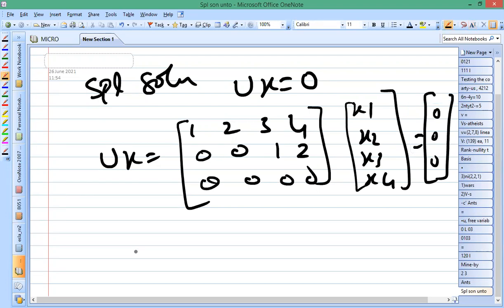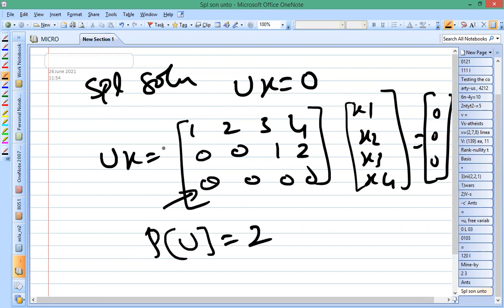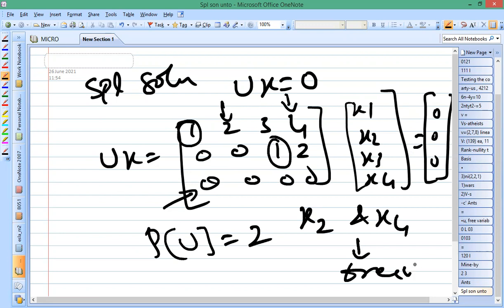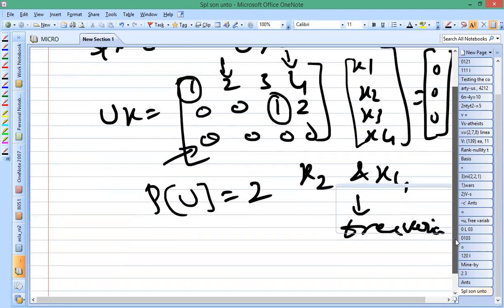So here it is already in the reduced form. Here we can see that the zero row is present. Excluding that, the rank of the matrix U is 2, and the pivots are present here and at this point. So here you can consider x2 and x4 as free variables, and x1 and x3 are the dependent variables.